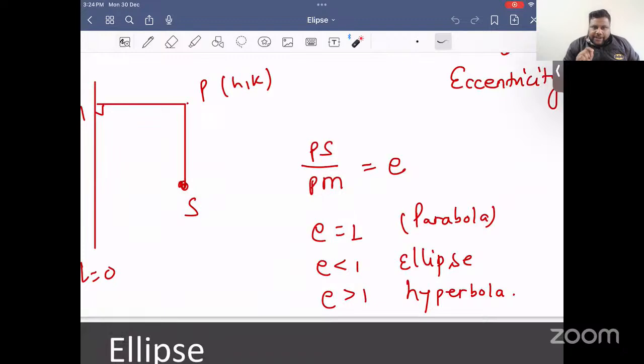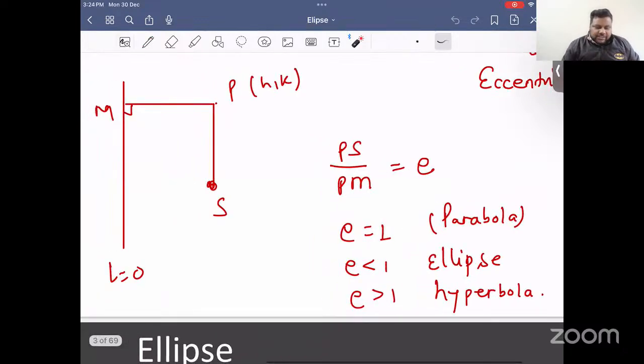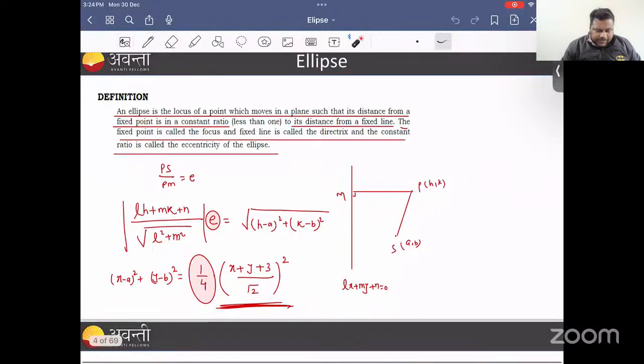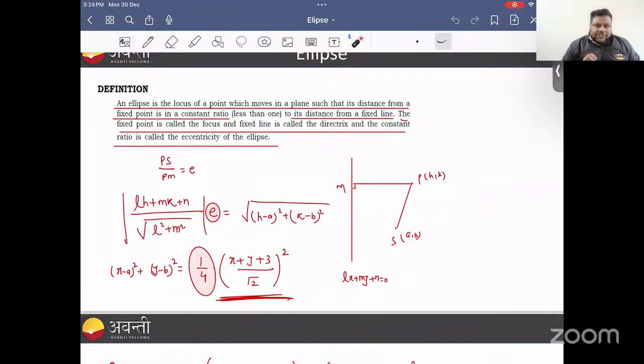Distance of point h, k from a fixed point upon distance from a fixed line PM. So PS upon PM is E. Now this E is fixed for a particular conic. This E is what we call eccentricity. If this eccentricity is equal to 1, this conic is parabola. If this eccentricity is less than 1, this conic is ellipse. And if this eccentricity is more than 1, this conic is hyperbola. All right. So this was the definition.